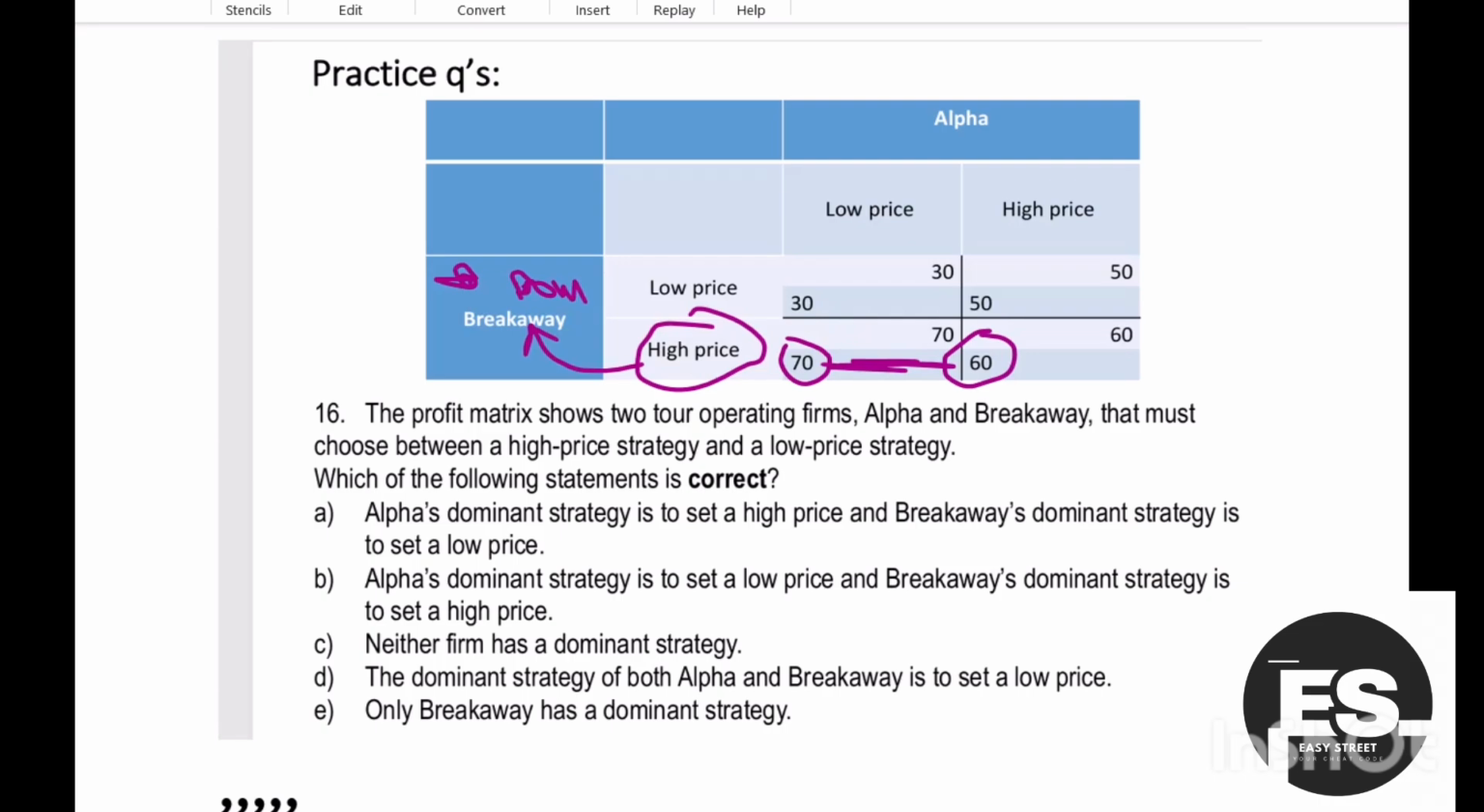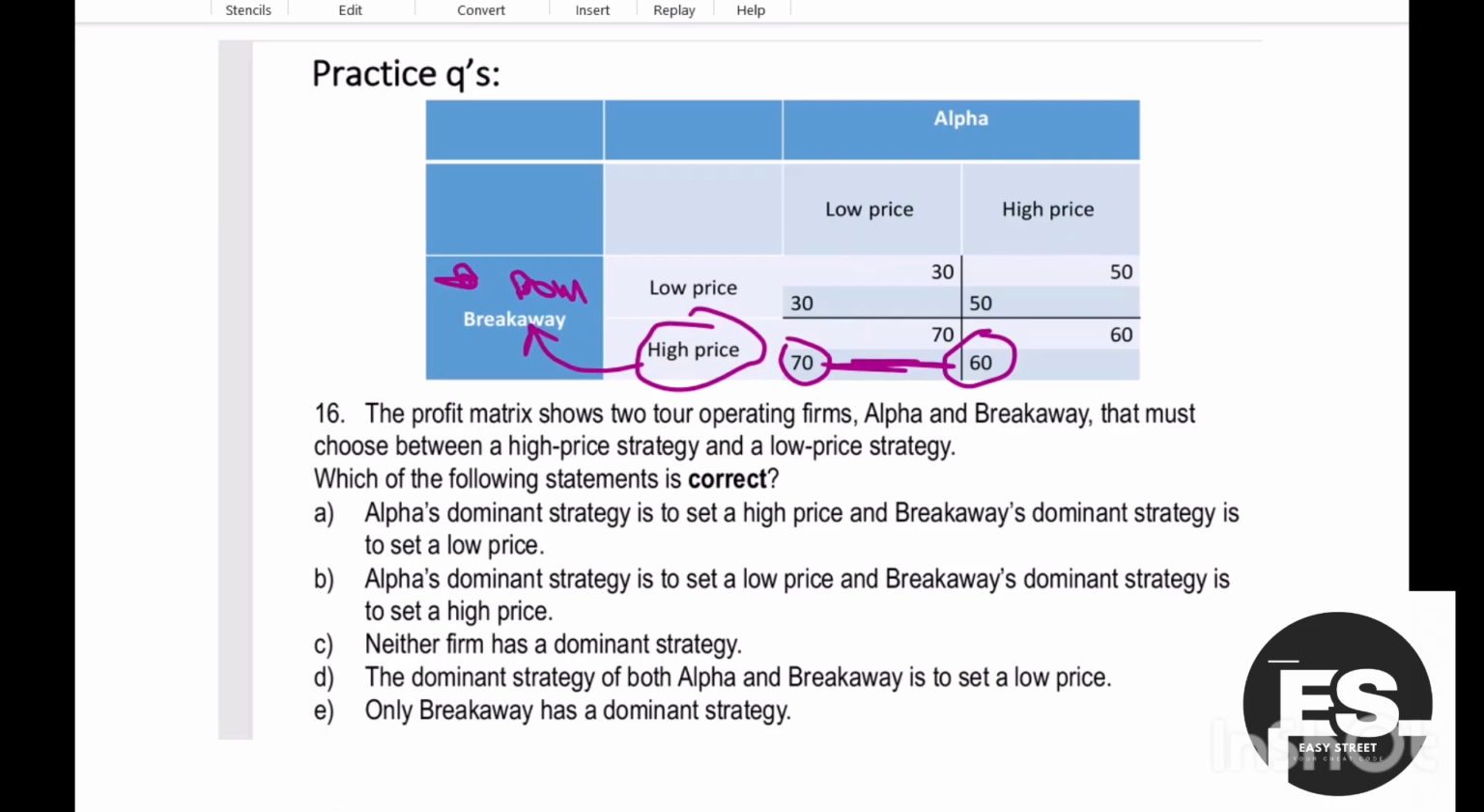Okay, let's continue. Now then, we're going to ask the questions. What will alpha do if breakaway does so and so? So what will alpha do if breakaway chooses a low price? Now again, just like alpha, breakaway has two actions. They have a low price, which is represented by this row, and they have a high price represented by this row.